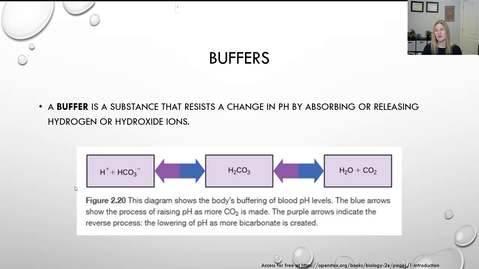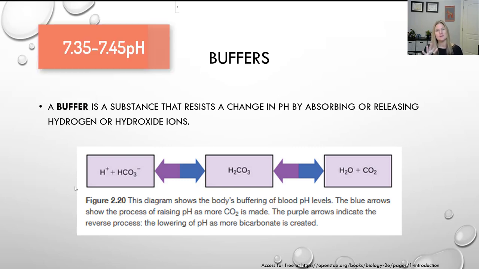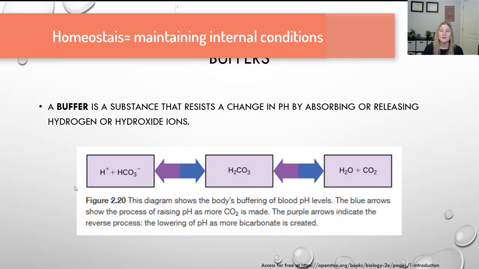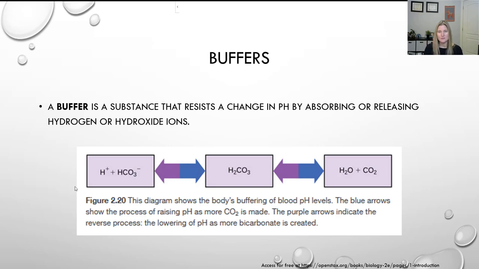Okay, so we're going to talk about buffers. In that video that we just saw, it talked about how our body pH is around, on average, 7.35 to 7.45. And we want to maintain that consistent pH level, even if things are changing in our environment. So that idea of homeostasis, maintaining internal conditions. So buffers allow us to maintain that same pH range by resisting any changes in our pH by either absorbing or releasing hydrogen or hydroxyl ions.